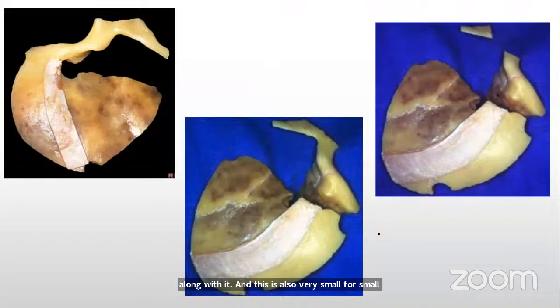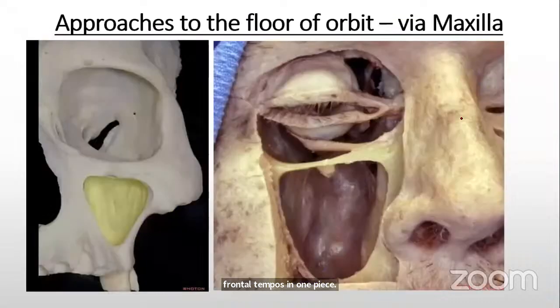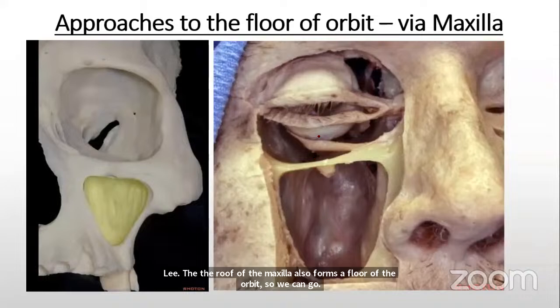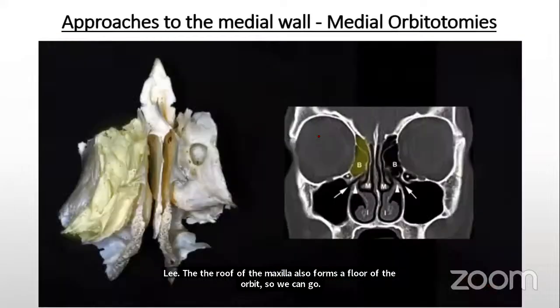But if the lesion is very large and extending superiorly as well as the lateral wall of the orbit, we can go through the frontotemporal zygomatic osteotomies in 1 piece, in 2 piece, or in 3 piece. To the floor of the orbit, we can go via the maxilla, and this is the maxillary antrum. The roof of the maxilla also forms the floor of the orbit, so we can go through the roof of the maxilla as well to reach the floor of the orbit and its structures.